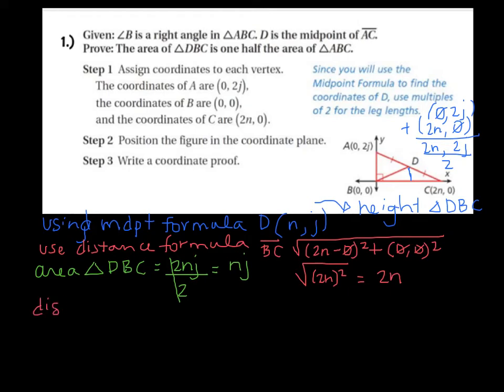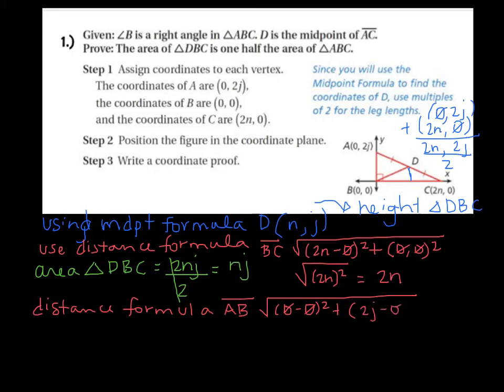So I'm going to be using that distance formula again, but I'm going to use it to find the distance between A and B. So here, I'm going to do the difference of my x values, which in this case it was 0 minus 0 squared. I'm going to add that to the difference of my y values, which is 2j minus 0 squared. And you should notice this is similar because I wind up with having 2j squared under my square root, so I know that that's going to be equal to 2j.